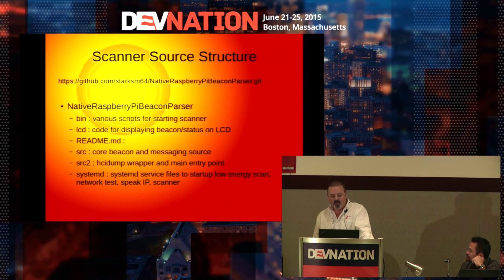So the main one would be the bin directory, with the various scripts to start the scanner in different modes, because you can run the scanner in several different modes. One would be a simple analyze mode, where it's basically just dumping out the beacon counts that it sees closest to it, along with their signal strength and counts. So that's just useful for the initial debugging.